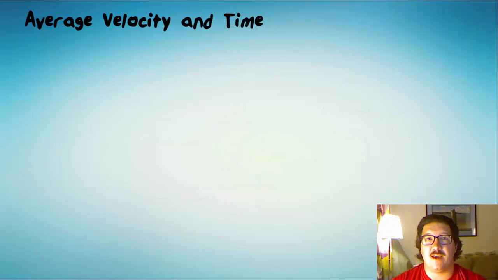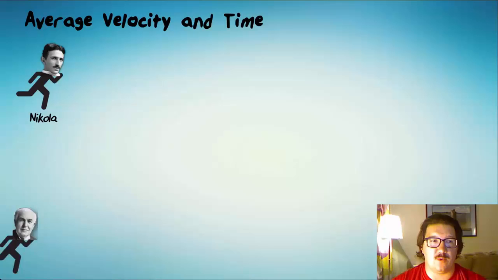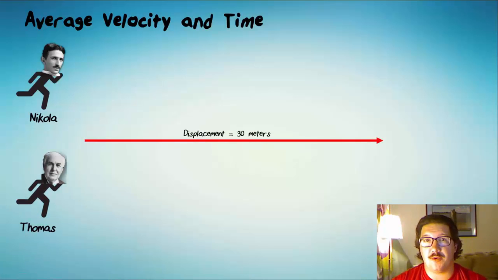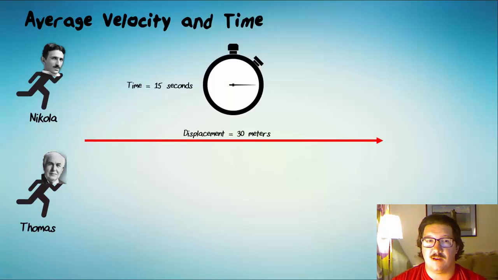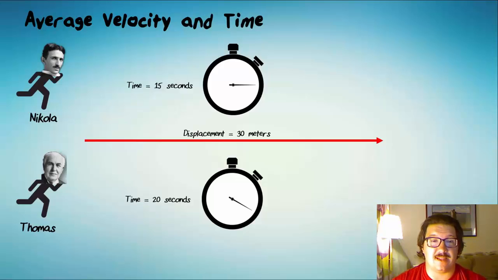The more displacement you have, all things being equal, the faster you're moving. Now let's see how average velocity and time are related. Let's imagine another foot race between Nicola and Thomas. This time they're both going to run 30 meters, and we'll see who runs it in less time. Nicola takes 15 seconds, and Thomas takes 20 seconds. And I'll ask the same question, who had the greater average velocity?